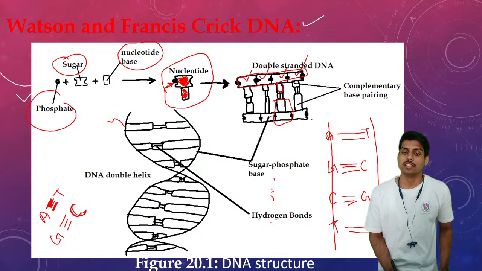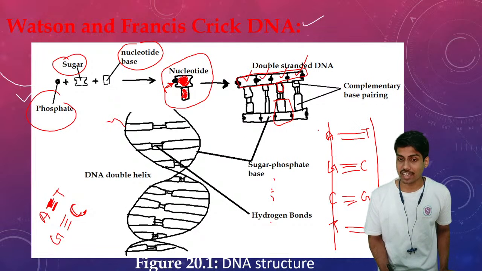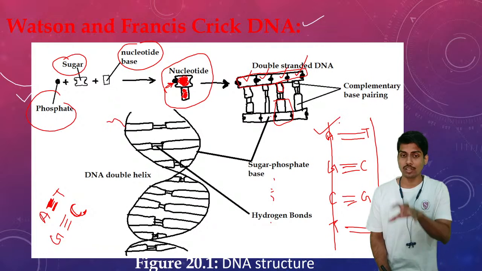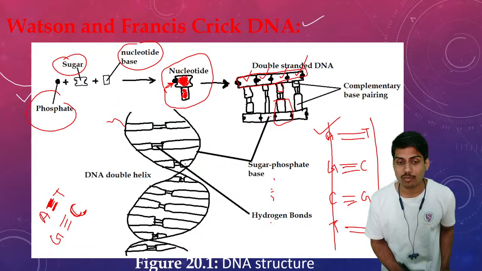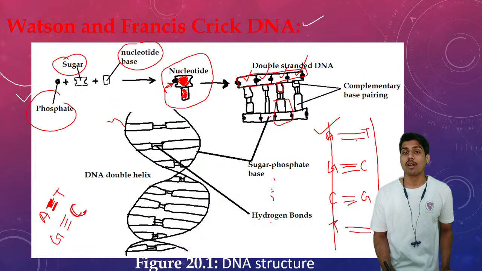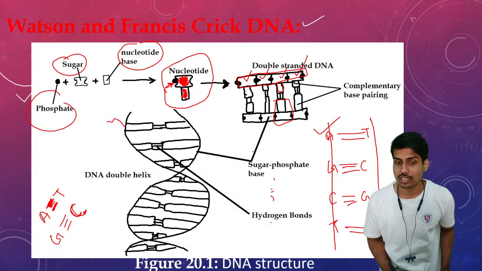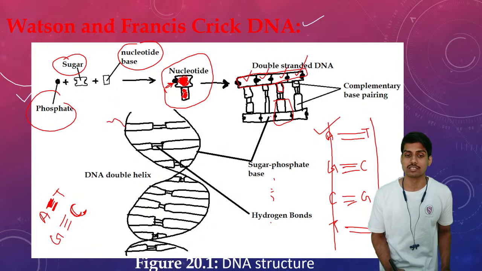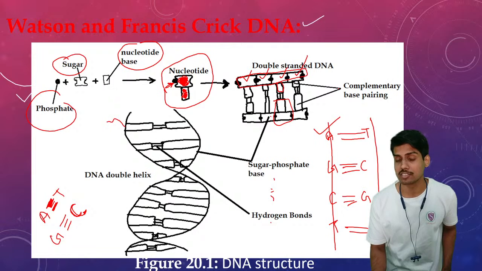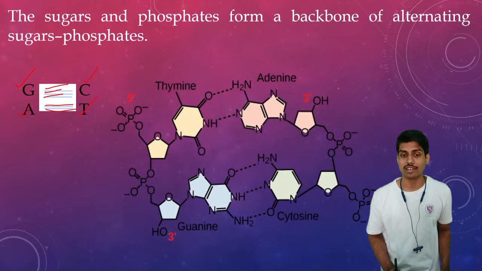But in the actual nucleus, they are present in a helical form. And why are they in a helical form? It is because of conformational stability. This DNA is more stable in the helical structure than in this straight form. Now let's see what other things are in this Watson and Crick model.